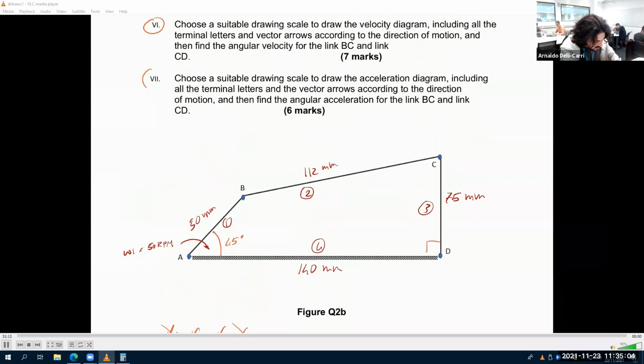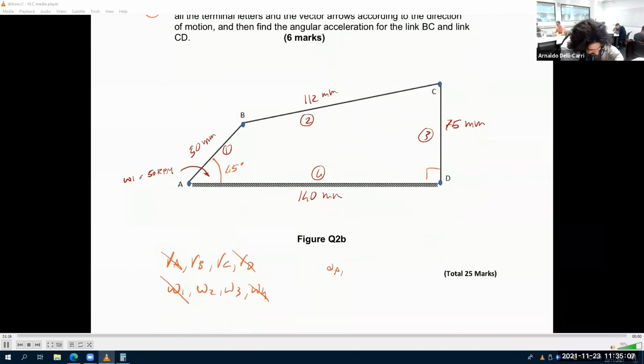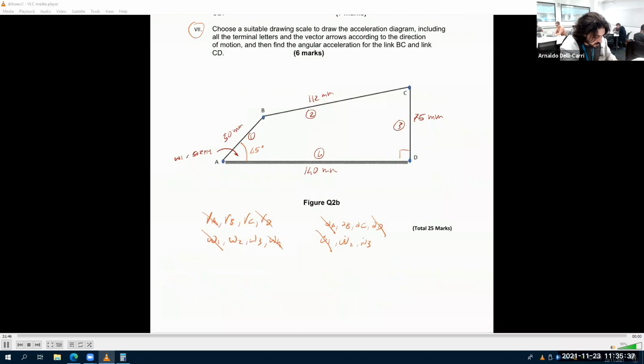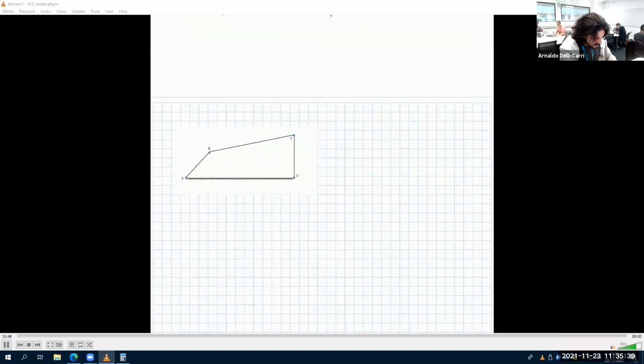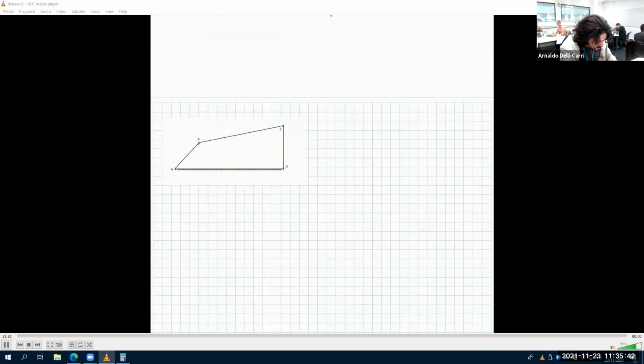And then we want to do the same for the acceleration. So we want to find the acceleration of A, B, C, D, and omega dot 1, omega dot 2, and omega dot 3. How much is omega dot 1? Since omega 1 is constant, omega dot 1 is 0. And A and D are fixed, so they don't go anywhere. So we have 8 unknowns that we have to find in the end. Okay, so let's start. I have here a very small picture of this.